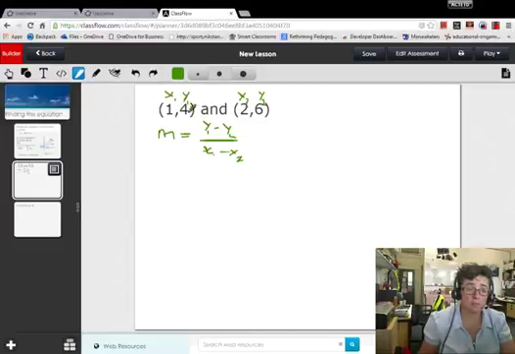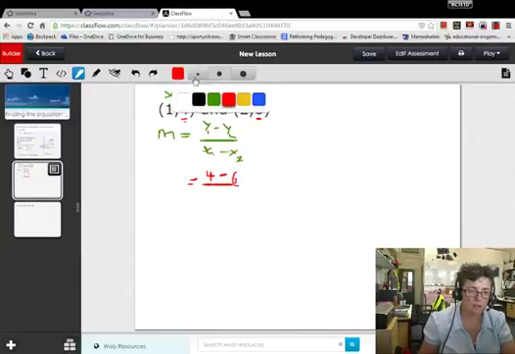So if we substitute these points into our equation, let's start with our y coordinates here and here. We have y1, which is 4, minus our y2, which is 6, over our x coordinates here, which are 1 and 2. It's important that we keep these in the same order. So it's y1 minus y2 on top, and x1 minus x2, which is 1 minus 2, on the bottom. And then we can solve that.